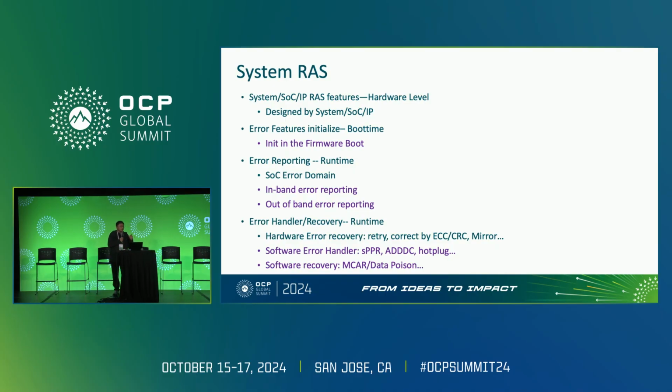With this case, we can see which one is necessary. For the first one, the error RAS feature init is necessary. We need to do it in our firmware. In-band error reporting and out-of-band reporting, maybe it's optional for the firmware. I will introduce it on the next page.